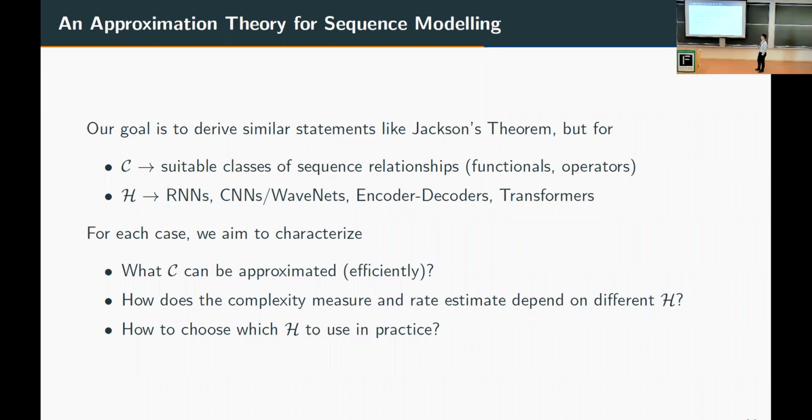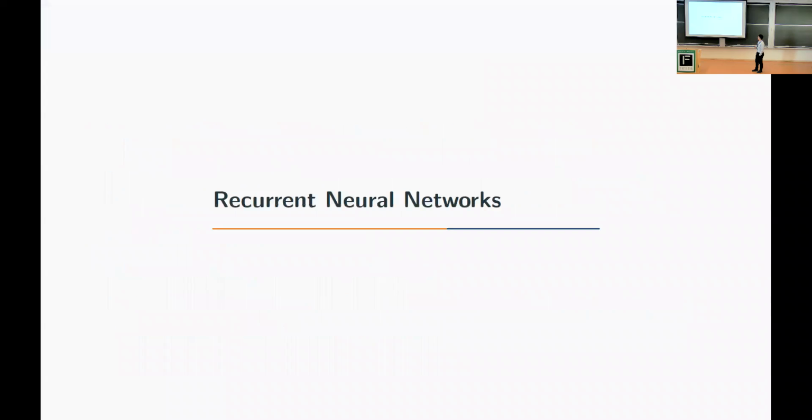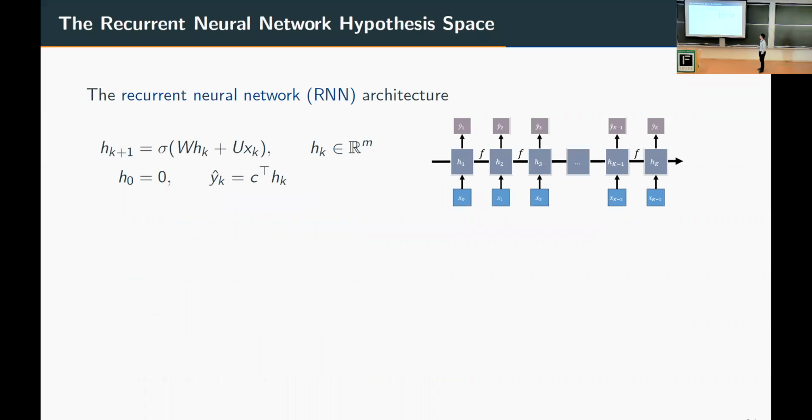So what kind of sequence relationships can we approximate, and what kind of sequence relationships can we approximate efficiently? Okay, and how does the complexity measure or the rate depend on different hypothesis space? So what are they good for, right? And then of course this will lead to the answer of how to choose which ones to use in practice by looking at the problem. So I'll mostly talk about recurrent neural networks, and in the end I'll summarize some similar results that we obtained for the other architectures.